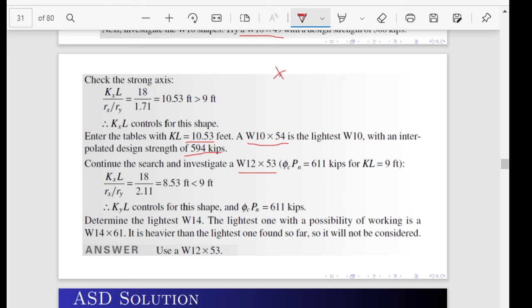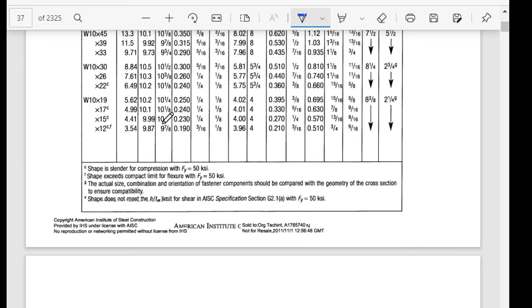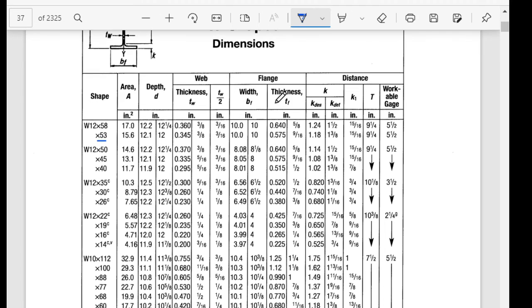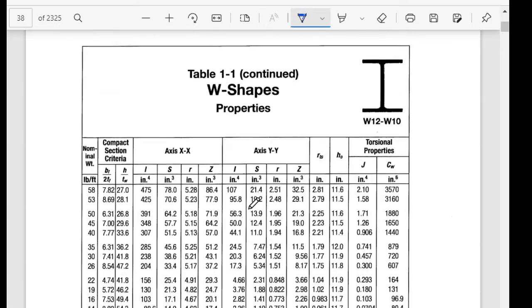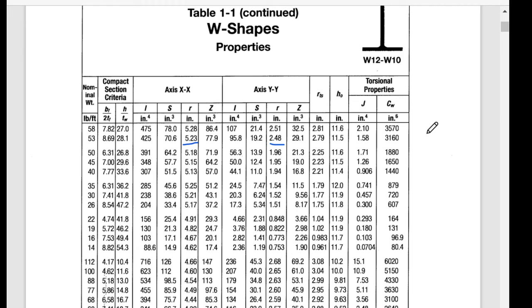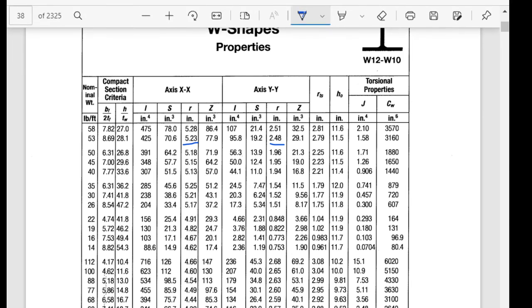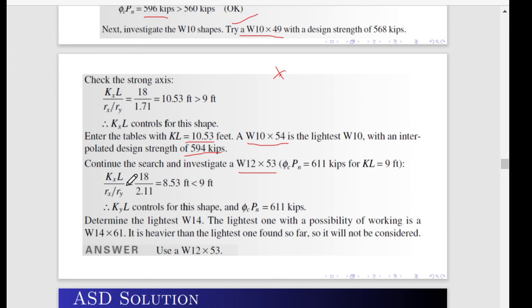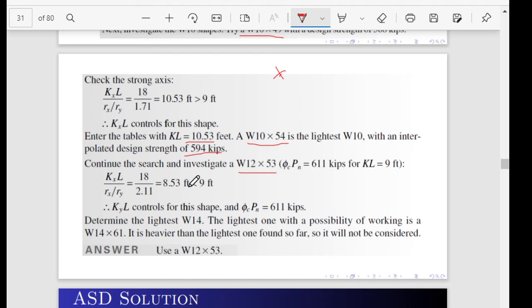So, looking at this W12 by 53, the same procedure. This one, W12 by 53, but it has no radius of gyration. So, we try to see the next table. We have radius of gyration 5.23 and 2.48. So, solve for the ratio. We have 5.23 divided by 2.48. We'll get 2.11. So, solve for that. We'll get 8.53, which is less than 9 feet.